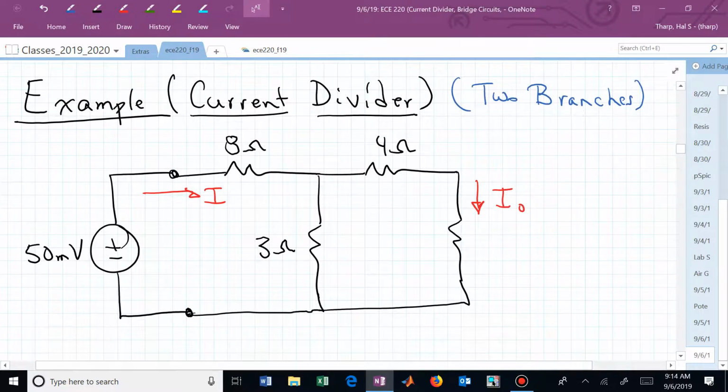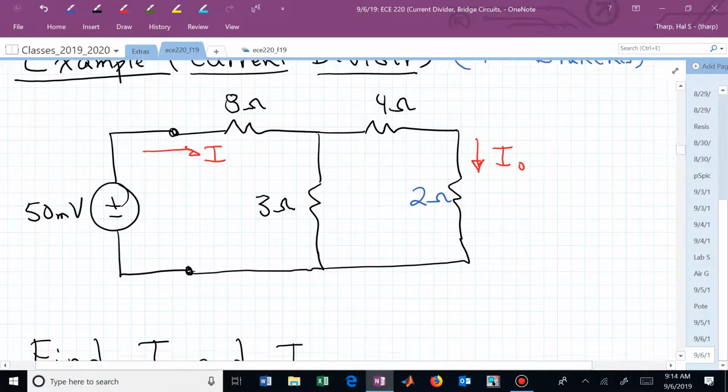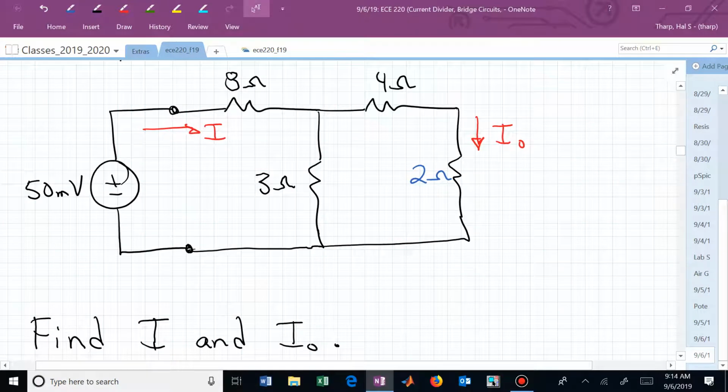Let's look at an example. And here in our example, let me go ahead and say that this resistor is now 2 ohms. And our task is to find both I and I sub 0. From what we've learned so far, what would we find first? I sub 0 or I?